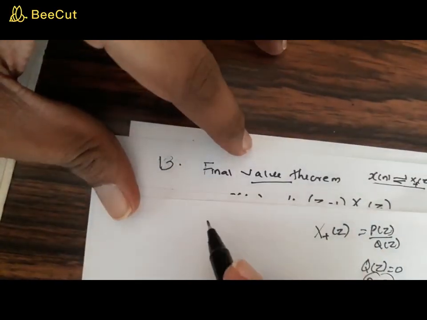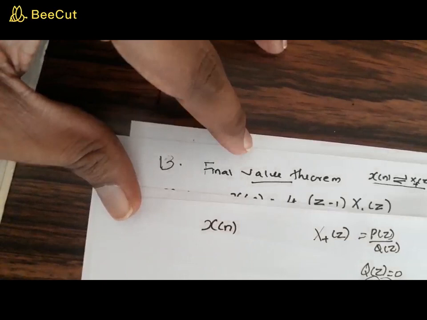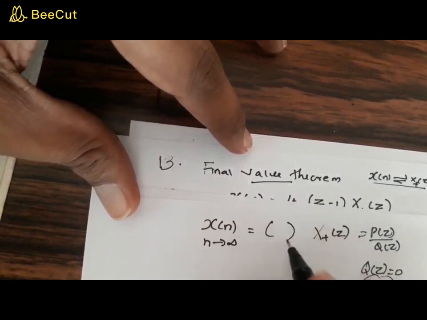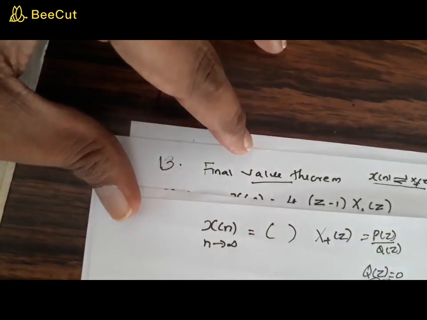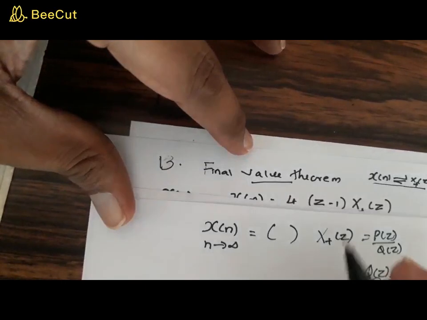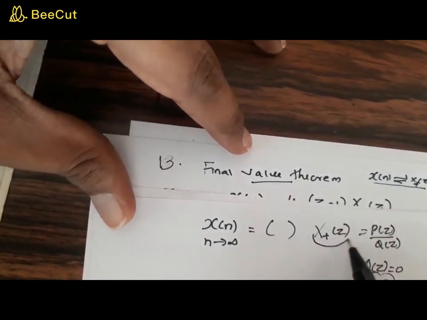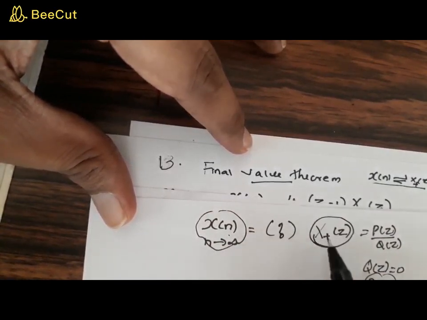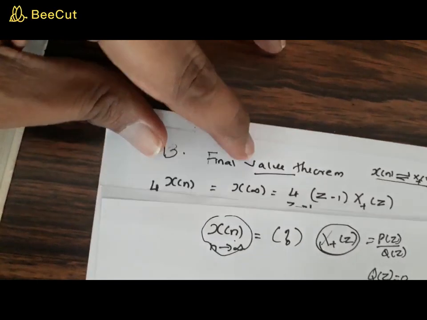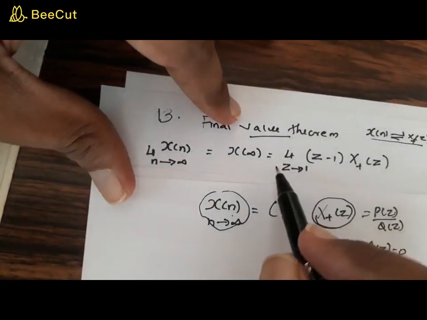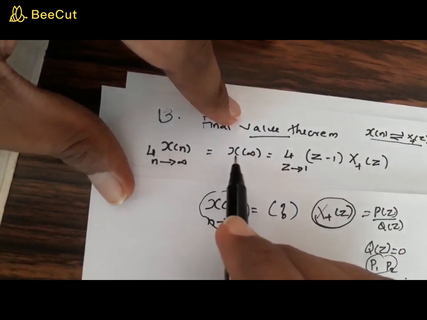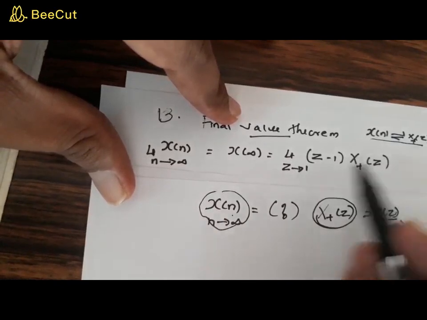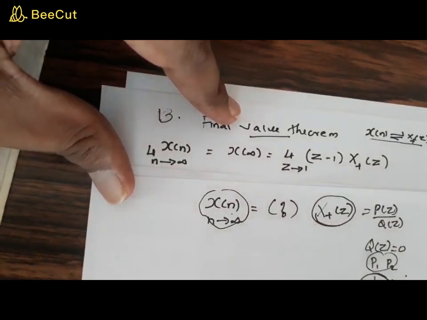Now what is the meaning of final value? You have a time domain signal. When you substitute infinity, the value that you get for that particular x of n is the final value. The importance of this theorem is, even if you have x plus of z, without the knowledge of x of n, you can find this value by using x plus of z. That's what we are going to prove. The final value theorem states that the final value of the time domain function is nothing but x plus of z multiplied by z minus 1 as limit z tends to 1.